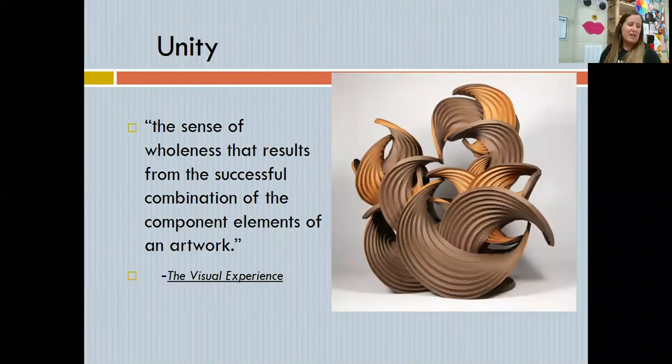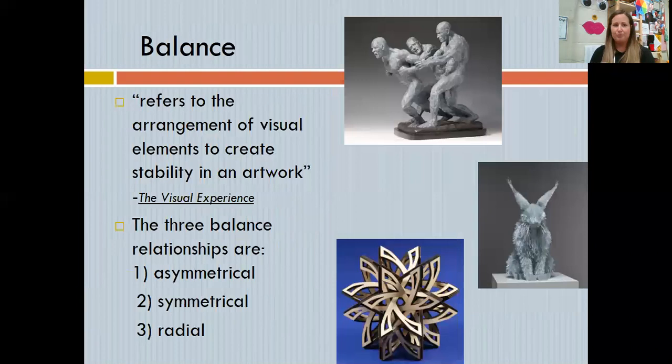Now, unity is going to be our first principle of design. Unity means to bring everything together as one, a sense of wholeness. When I look at this piece of artwork, a couple of elements that create unity are the overall color scheme. It's all kind of bronzy or brown. I could also talk about the repeating texture created from the ridges on each of those crescent shapes. So just there, I've talked about three elements that created the principle.